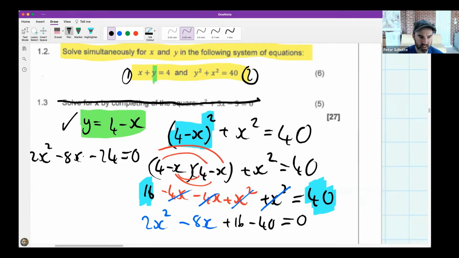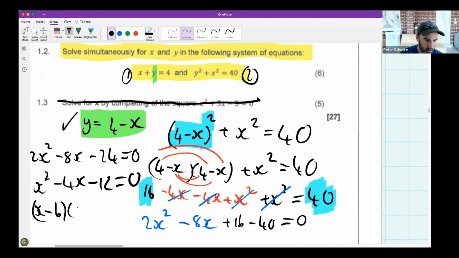At this point, some of you will decide to use the quadratic formula. Some of you will choose to divide everything by 2. If you do that, you will get that equation. There are many ways to do this. I am going to use factorizing. I'm going a little bit quicker, but I'm factorizing, and you should get an answer.